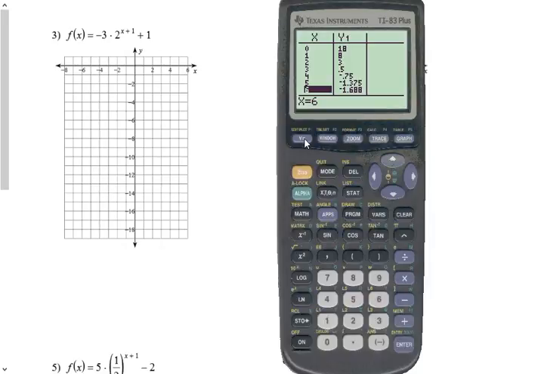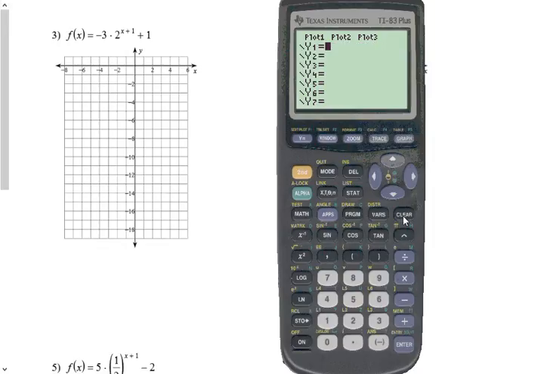So on number 3, I'm going to do -3 times 2 to the (x plus 1), and don't forget parentheses here, plus 1. So you see, this one's going the other way. That's fine. It's going to go like this. So I'm going to have my graph kind of looking like this. But again, I just want that as a reference.